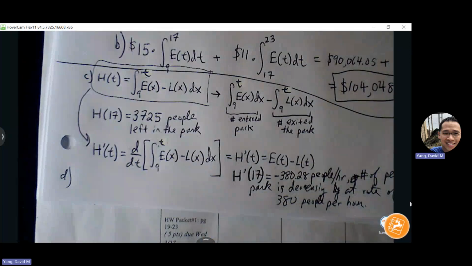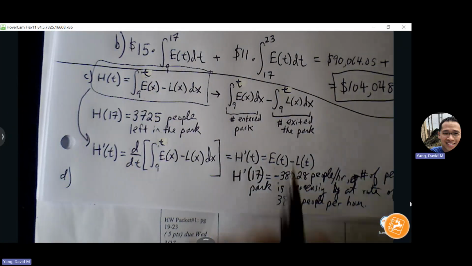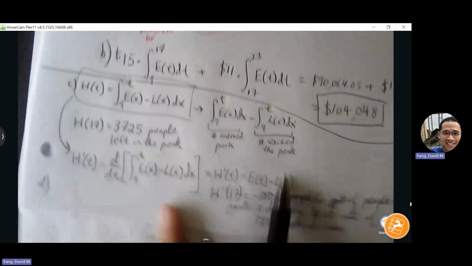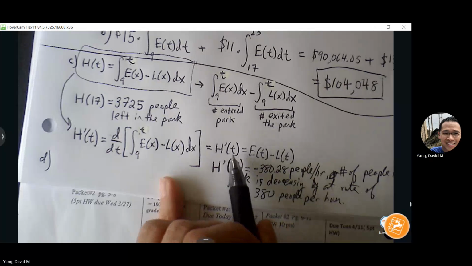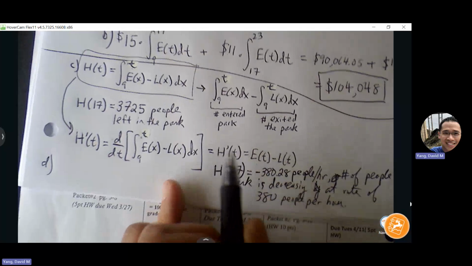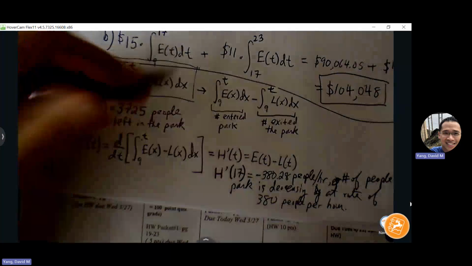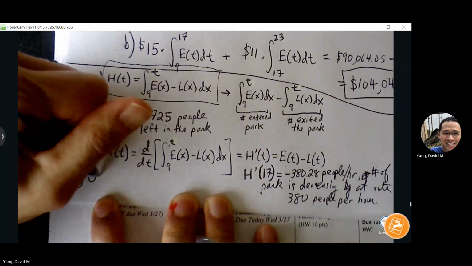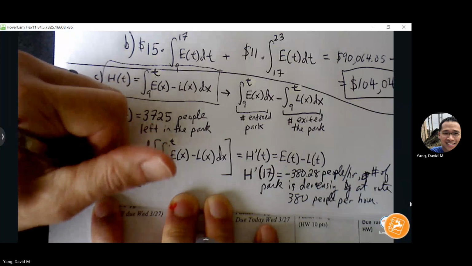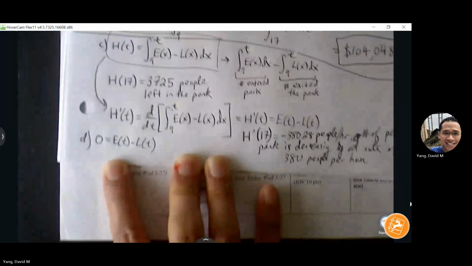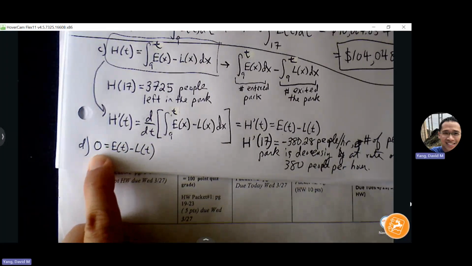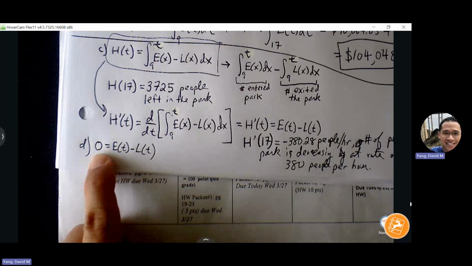So the idea is the number of people is going to be at a maximum, but also this is when the rate of change is 0, right? We know a positive rate means more people are still coming in, that we haven't reached a maximum yet. So basically when H prime is equal to 0, like you said, when the rate is 0, that's when E of t and L of t will be the same. So the maximum number of people will occur when H prime is equal to 0.